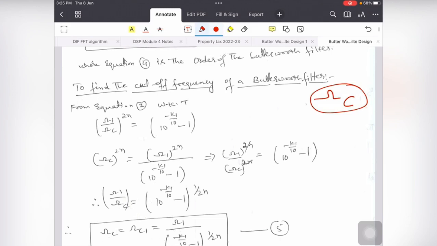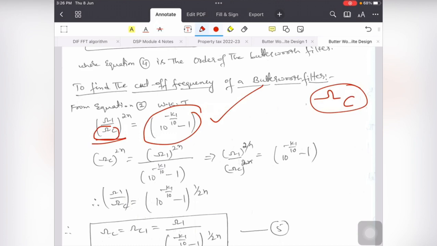What is equation 2? (omega 1 by omega c)^2n is equal to 10^(-k1/10) - 1. So you require omega c. Keep that omega c as it is, bring this to LHS and this omega c to RHS. Automatically you will get (omega c)^2n is equal to (omega 1)^2n divided by 10^(-k1/10) - 1.